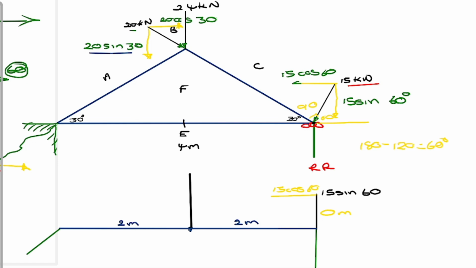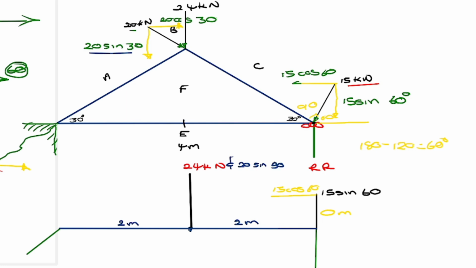Keep forgetting to change this. The downward will be 24 kilonewtons. Guys, this is not hard at all. You just need to practice. So now this is 20 kilonewtons, but there's also another force acting downwards, as I mentioned before, the 20 sine 30.